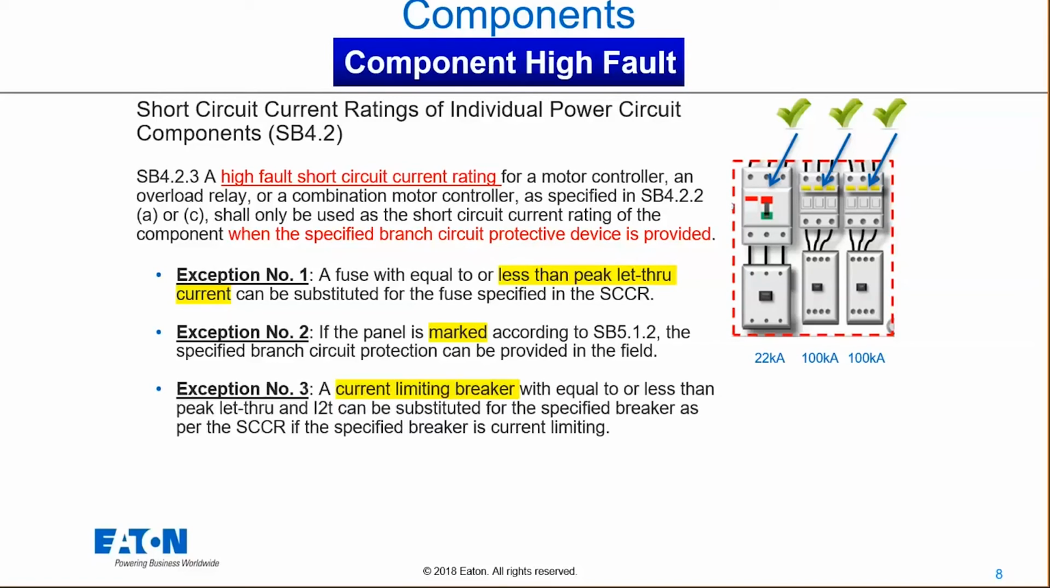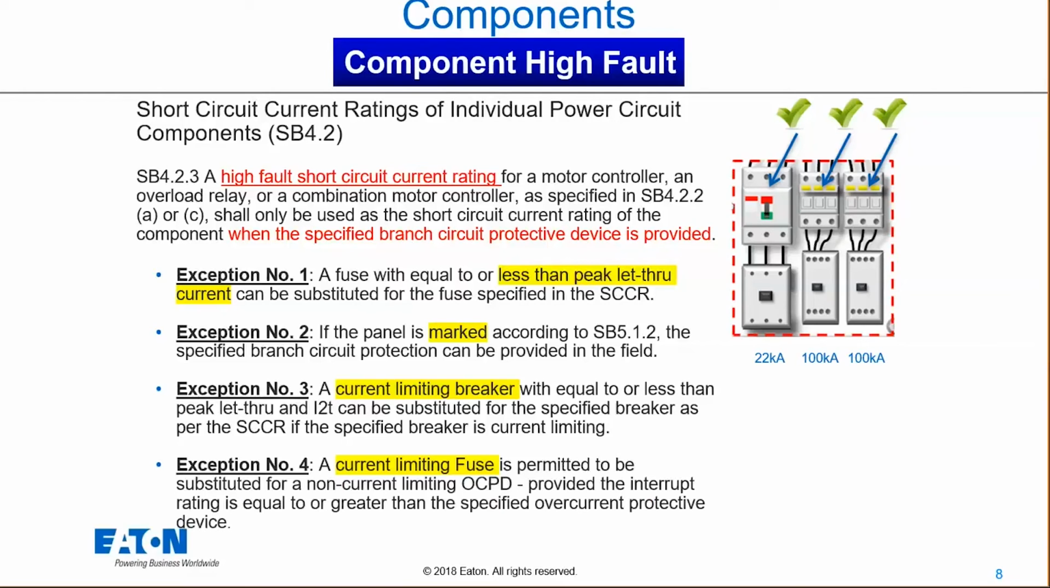The next exception is a current limiting breaker with equal to or less than peak let through, and I2T can be substituted for the specified breaker as per the SCCR if the specified breaker is current limiting. So what that says in layman's terms, if I have a component and it's been tested with a current limiting breaker to get the high fault rating, I can replace it with another current limiting breaker as long as it meets that criteria. So I can replace a current limiting breaker with another current limiting breaker. That is okay.